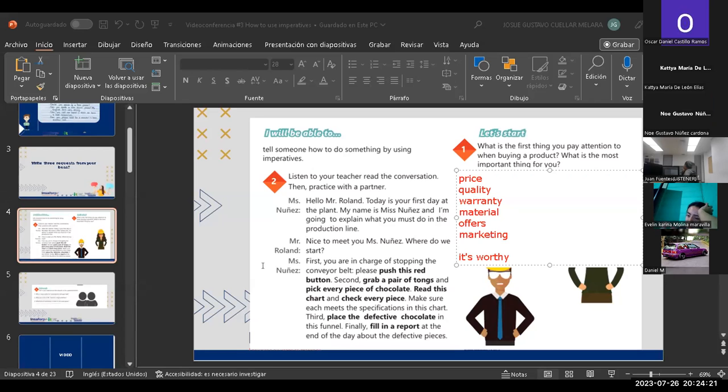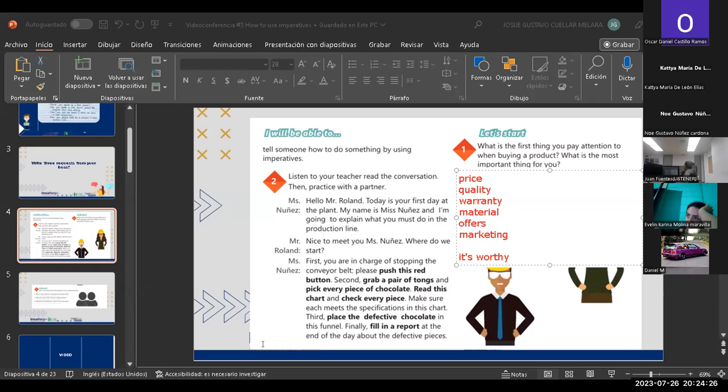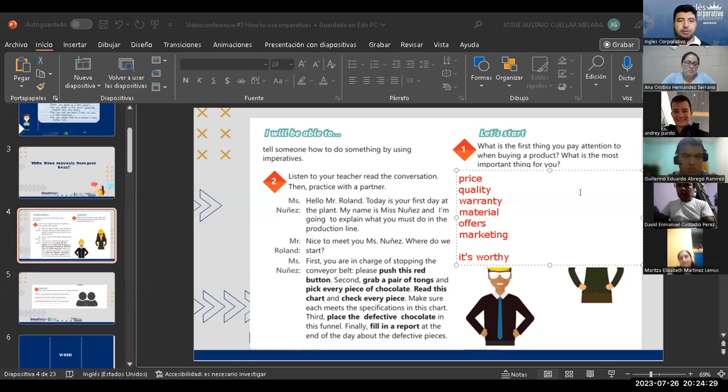What about, let's see, Rivas? And then we go with Eduardo. Kerry: price, okay? Price, quality, and offers. Yeah, offers are really, really nice. And here we have Eduardo and then Rosalie. I think it's important price and marketing. Okay, thank you. Rosalie, what about you? I think price, quality, and warranty.